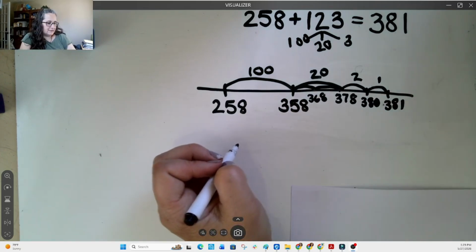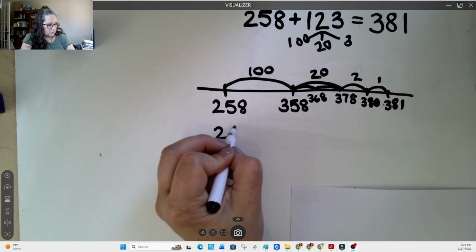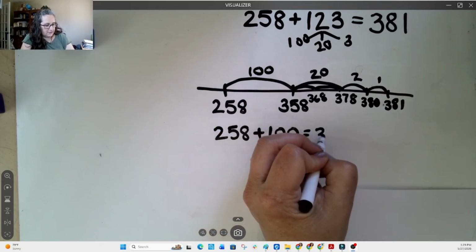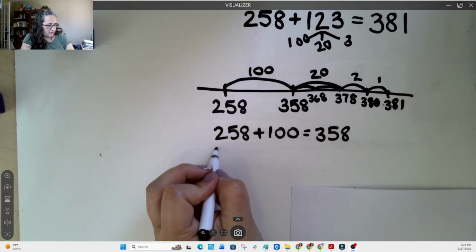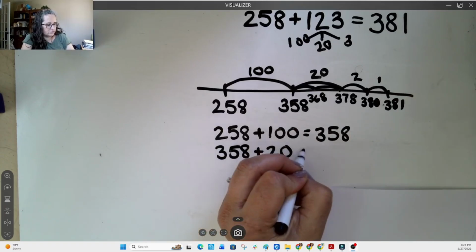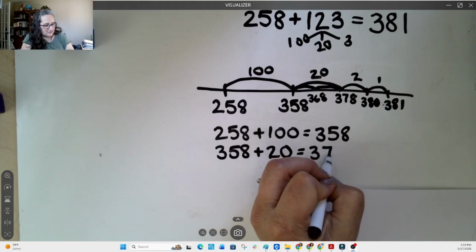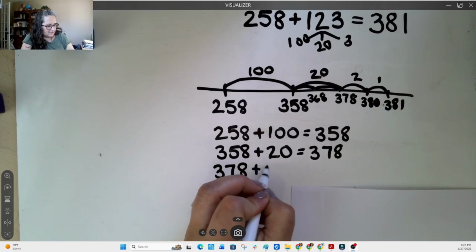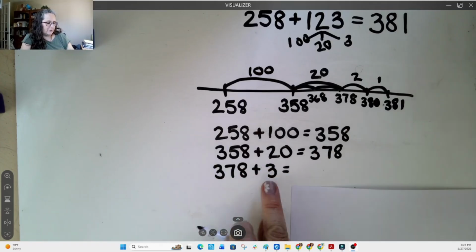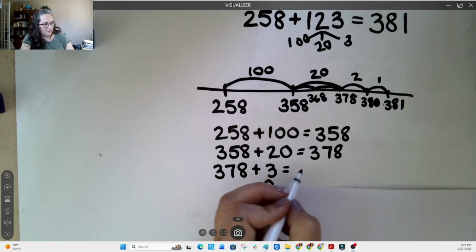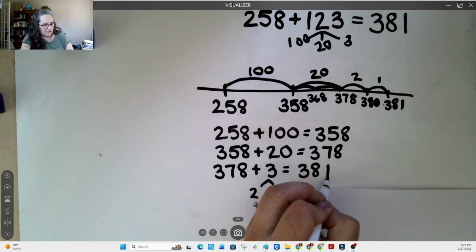I can also write this as equations. So 258 plus 100 equals 358, and 358 plus 2 tens, or 20, is 378, and 378 plus 3, whether I want to count on by 3 or make a 10, because I can think of this 3 as 2 and 1, it gets me to 381.